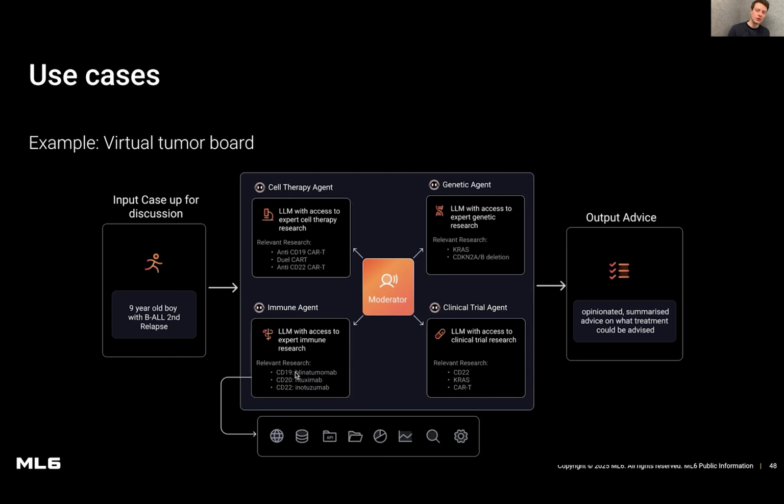Then we have an immune agent, so this is an LLM representing research regarding immune systems. And then finally we also have a clinical trial agent. And actually there's also a fifth LLM involved here, which we call the moderator. So this could be seen as some kind of supervisor or manager agent, which is then making sure that the conversation between those LLMs is going in a smooth way.